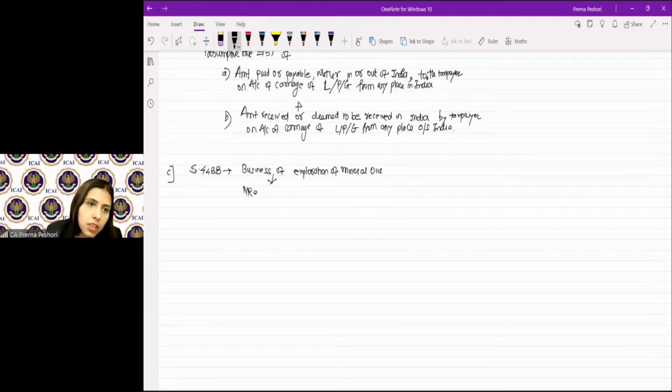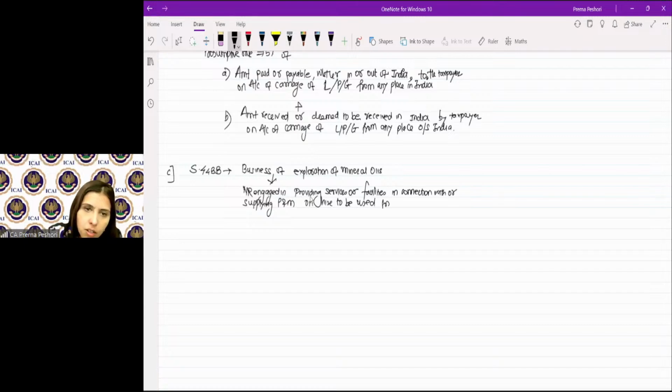So, non-resident engaged in providing services or facilities in connection with, or supplying plant and machinery on hire to be used for prospecting or extraction or production of mineral oils. What is the presumptive rate over here? 10%.